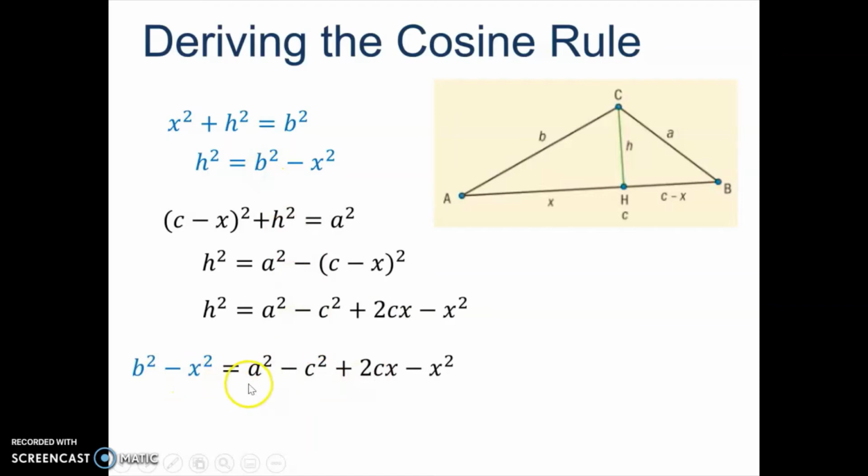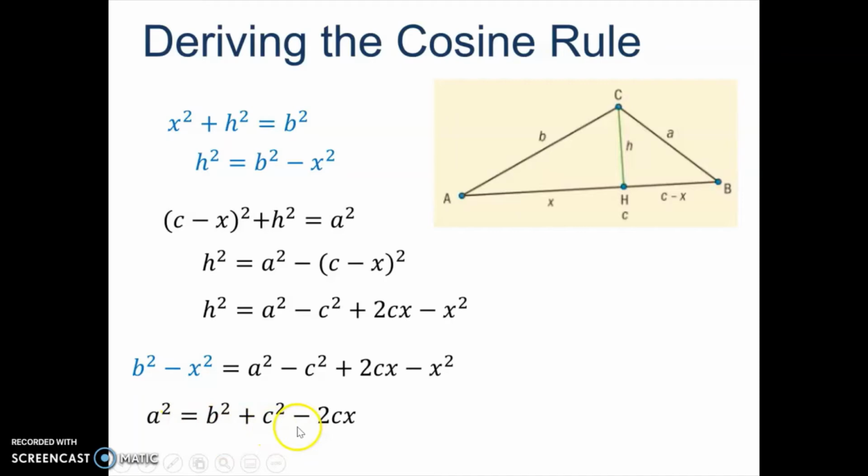So now we have this long equation. What I want you to do now is solve this for a squared. In other words, take all these pieces, move them to the other side. So here's a squared. Some things canceled. The x squared is canceled. Now we're almost at the cosine rule.